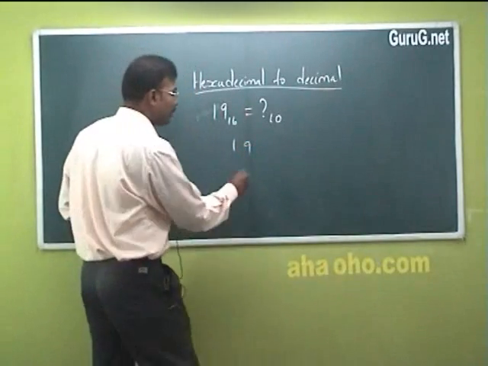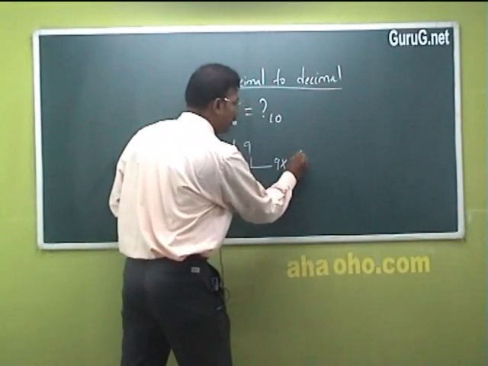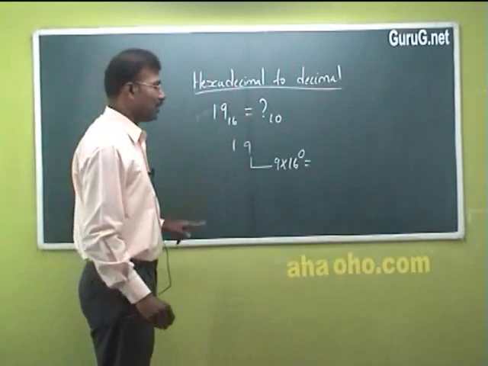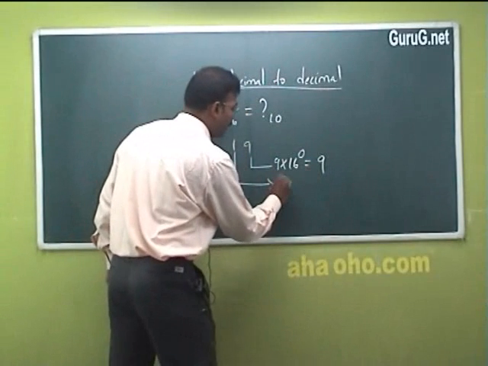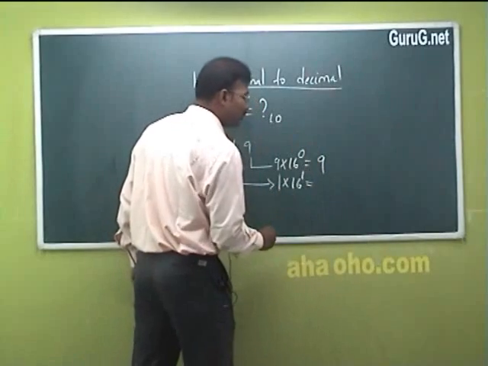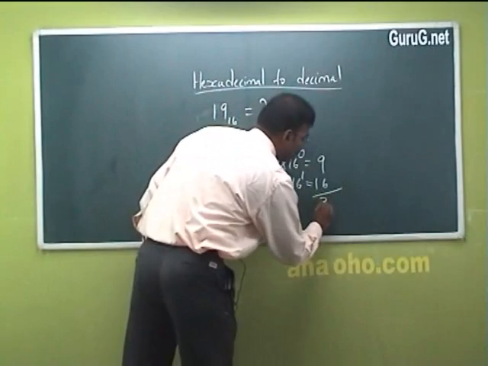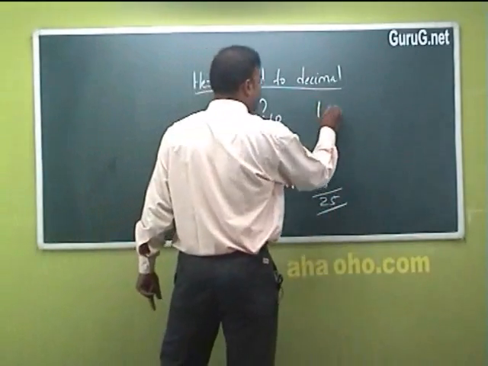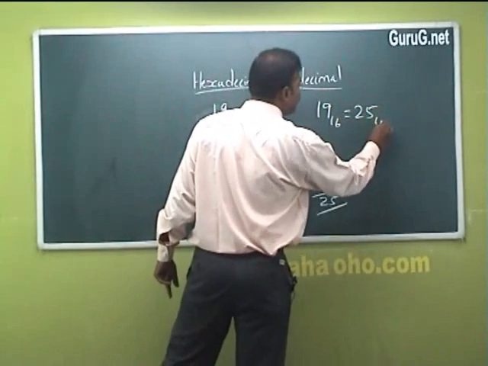First, but you need to multiply it by 16 power 0. So 16 power 0 will be equal to 1, and 1 into 9, the value will be equal to 9. Next, 1 should be multiplied by 16 power 1. So it is equal to 16, and you sum this value, it will be equal to 25. So 19 in hexadecimal is equal to 25 in decimal.